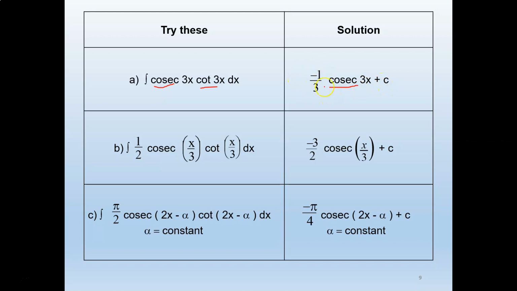And why do I get negative 1 over 3 is because of the 3 over here. And when you integrate cosec cot, you're going to have negative. Always ada negative. That's why dekat sini ada negative, dekat sini ada negative, dekat sini ada negative. And then for B, integration of 1 over 2 cosec pi over 3 cot pi over 3 dx. So you have negative 3 over 2 cosec x over 3 plus c.